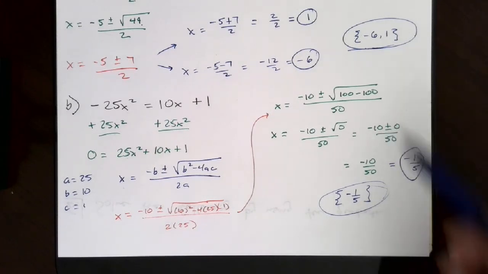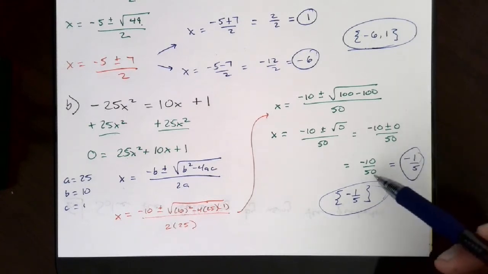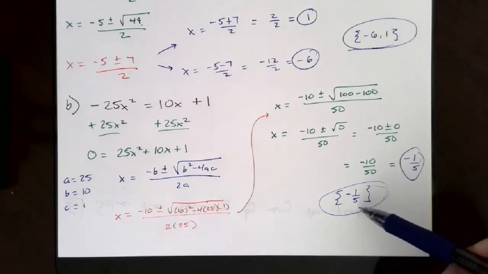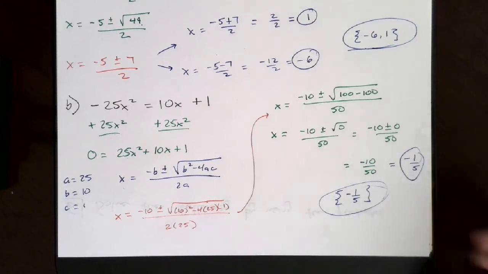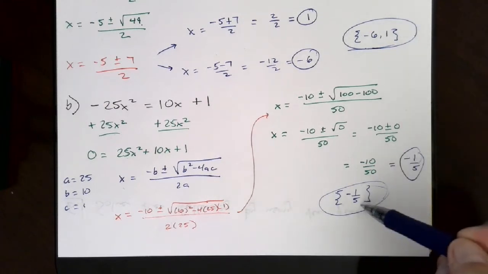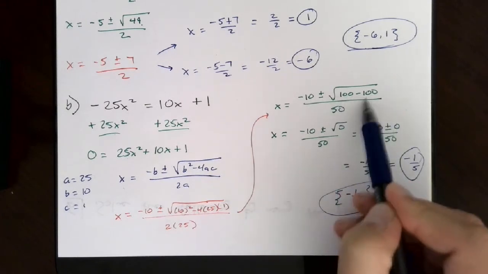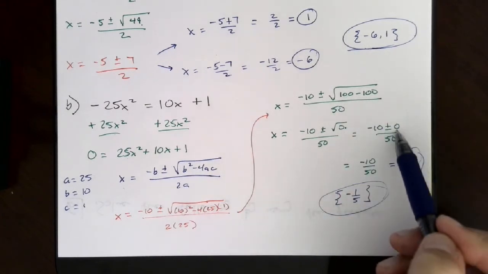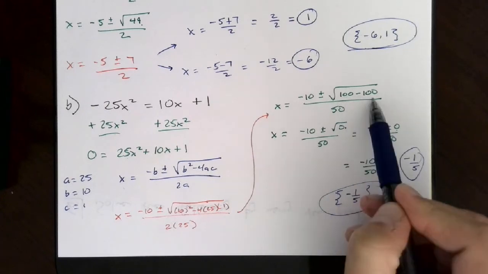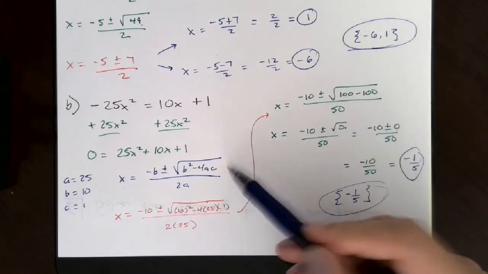Negative 10 plus 0 over 50, negative 10 minus 0 over 50, but it'd be negative 10 over 50 either way. So there's one answer, negative 1/5, but we call it one repeated real solution here. This happens because the part under the radical actually became 0. That's the only way you can get a 0 that you're adding on: if the part under the radical became 0, the b squared minus 4ac.